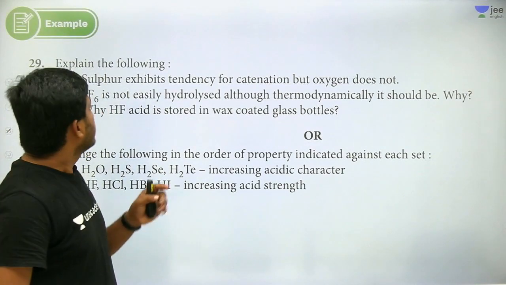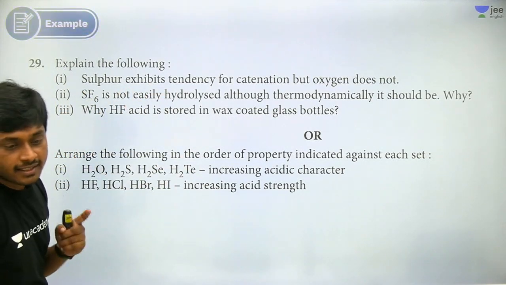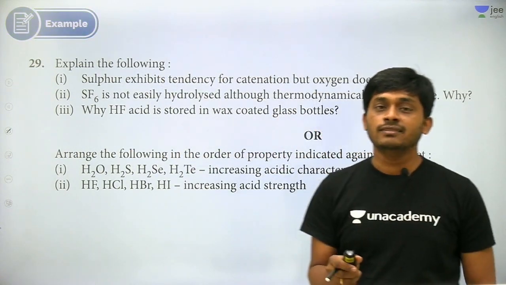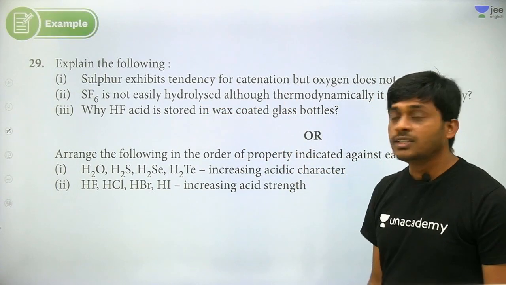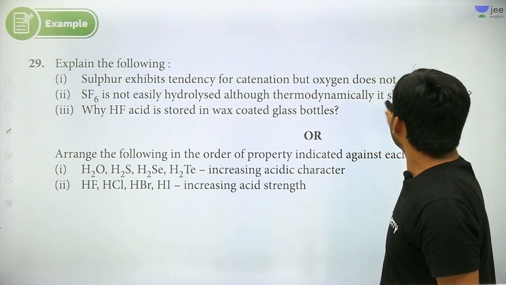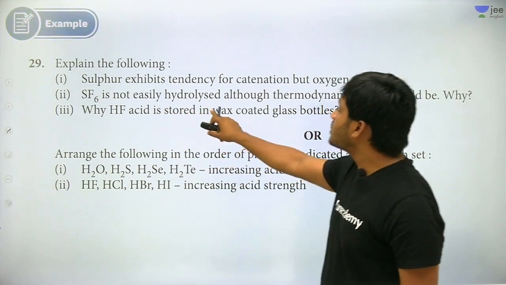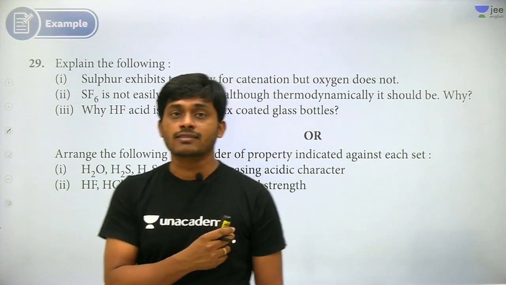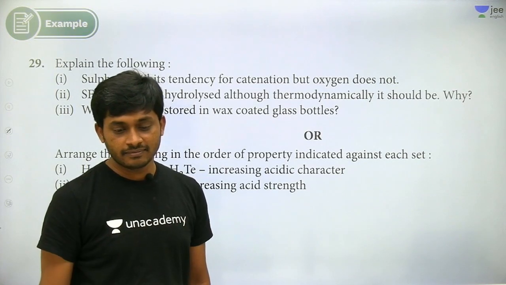Sulfur exhibits a tendency for catenation, but oxygen doesn't. That is the first question. SF6 is not easily hydrolyzed, though it is thermodynamically favorable. What is the reason? Why is HF acid stored in wax coated glass bottles? Why are we not storing HF in glass bottles directly?